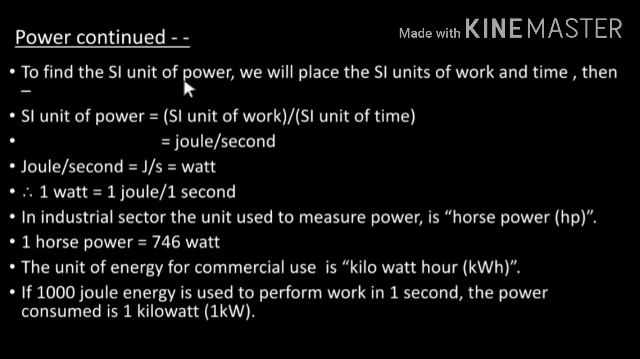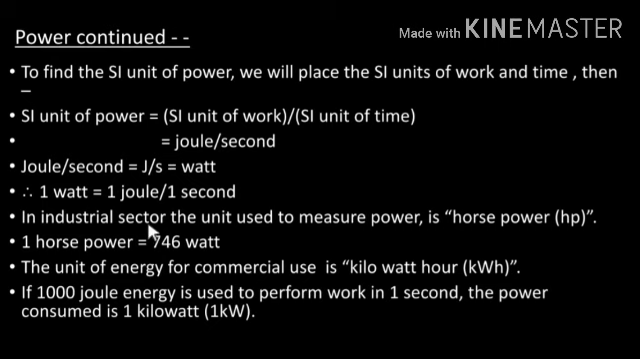To find the SI unit of power, we will place the SI units of work and time. Then we will get SI unit of power is equal to SI unit of work divided by SI unit of time. The SI unit of work is joule and the SI unit of time is second. That means joule per second. Joule per second means watt. Therefore, what is the meaning of 1 watt? 1 watt is equal to 1 joule of work done in 1 second.